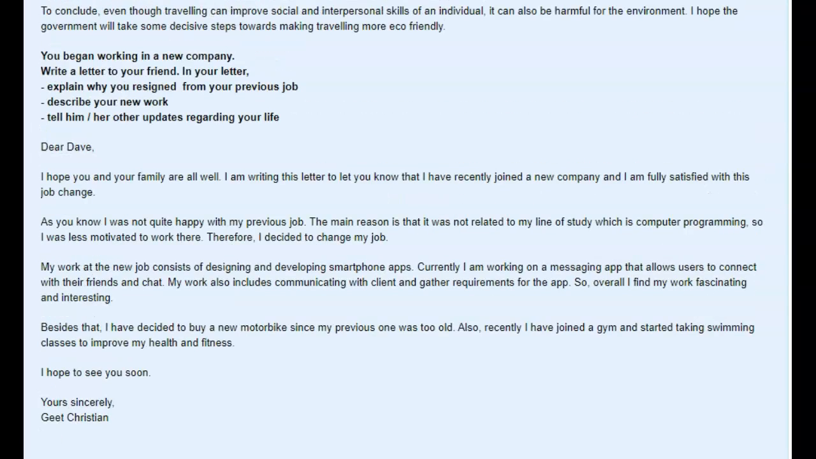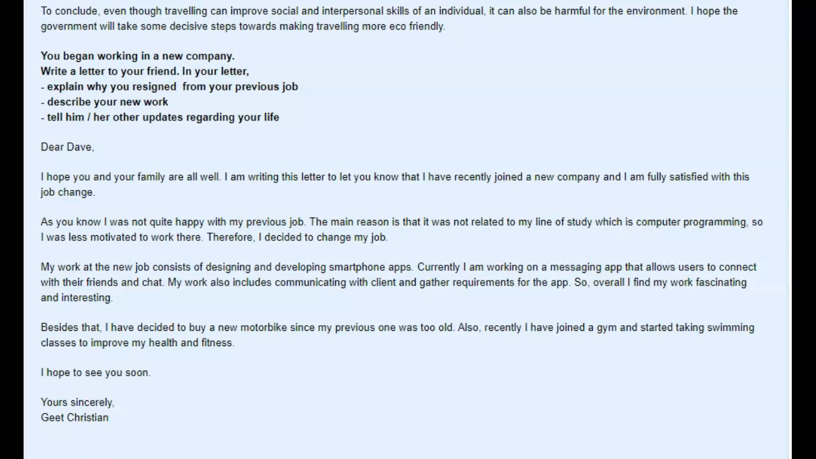Take a look at this letter. You're writing your friend and telling him about your new job. Okay. Dear Dave, I hope you and your family are all well. I'm writing this letter to let you know that I recently joined a new company and I am fully satisfied with this job change. As you know, I was not quite happy with my previous job. The main reason is that it was not related to my line of study, which is computer programming, so I was less motivated to work there. Therefore, I decided to change my job.